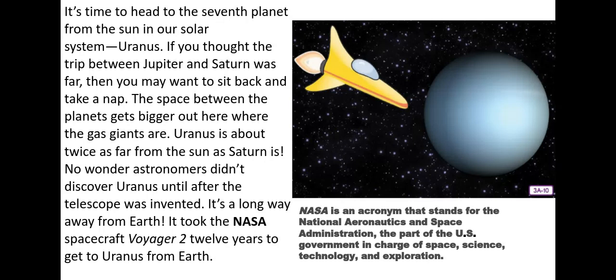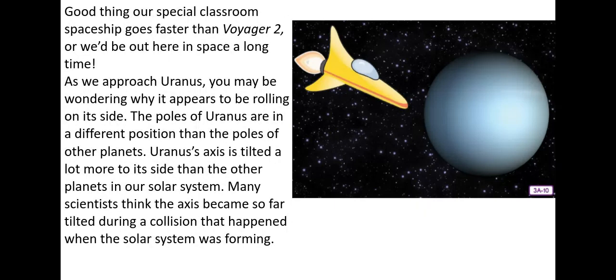It took the NASA spacecraft Voyager 2 12 years to get to Uranus from Earth. NASA is an acronym that stands for the National Aeronautics and Space Administration, the part of the U.S. government in charge of space, science, technology, and exploration. Good thing our special classroom spaceship goes faster than Voyager 2, or we'd be here in space a long time.